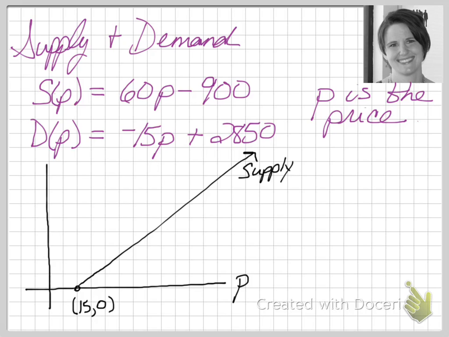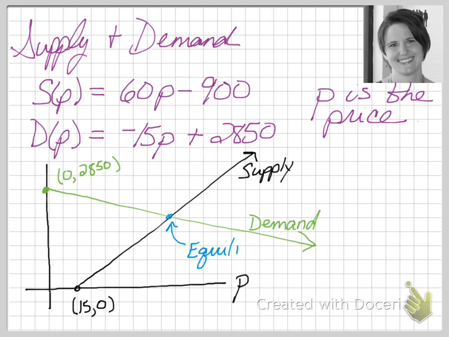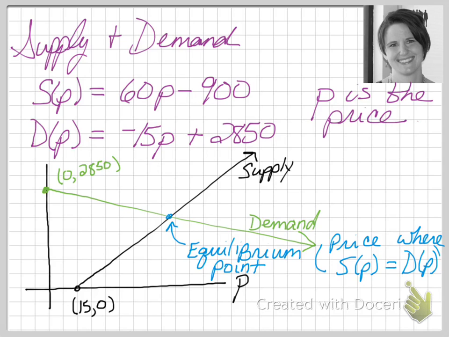We get the point (15, 0). They're not going to create any of the product if it doesn't sell for at least $15. The demand has a y-intercept of (0, 2,850), but it's a negative slope, so I know it's decreasing from left to right. The point where supply equals demand is called the equilibrium point. The price where they are equal is called the equilibrium price, and we are trying to solve S(P) = D(P). So when does supply equal demand?